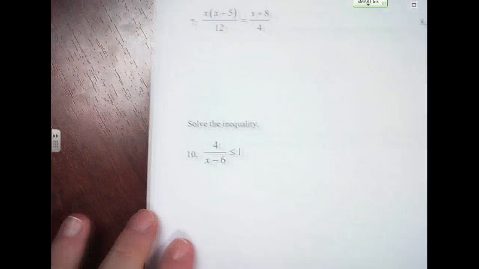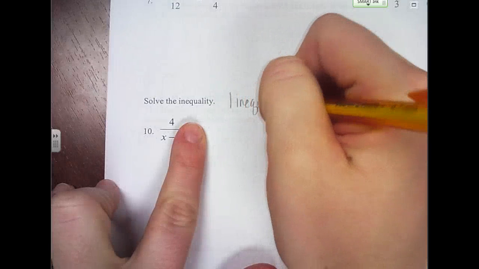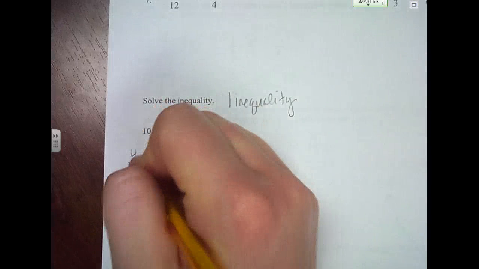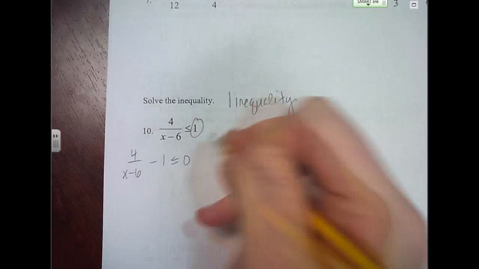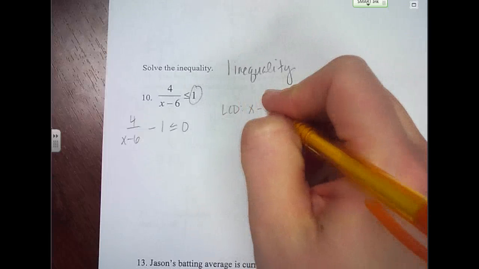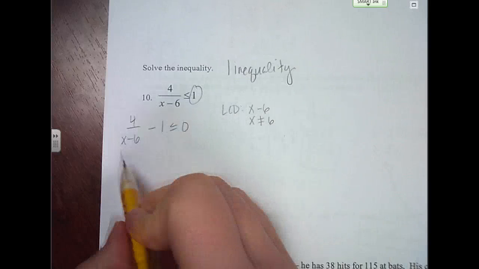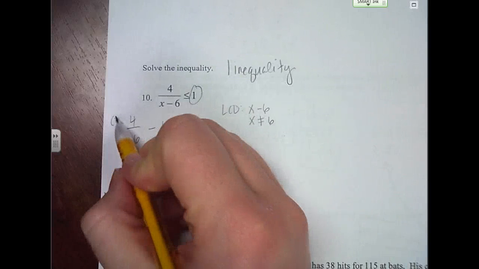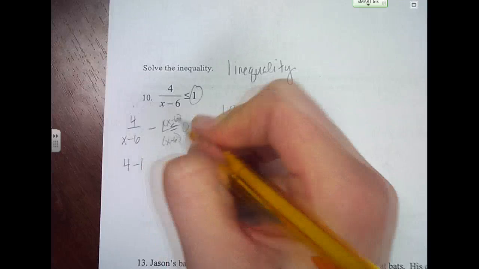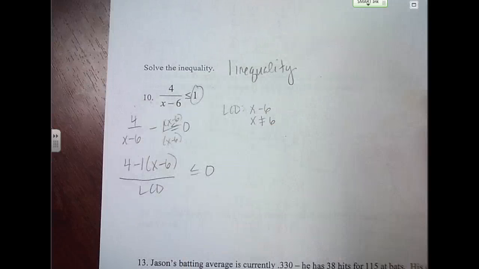All right, number 10. We're going to skip to number 10, which is an inequality. There is one inequality problem on the test. First thing, move this number over. So I'm going to subtract that 1 to the left. Find the LCD, x minus 6, so x cannot equal 6. And we want to multiply that to this one. So when I multiply it on, right here, x minus 6 over x minus 6, over the LCD, less than or equal to 0.